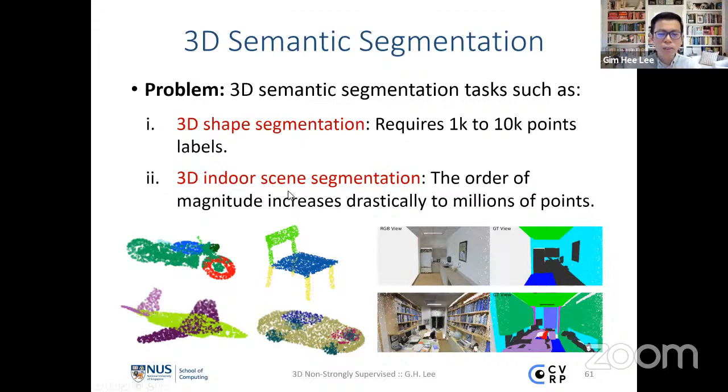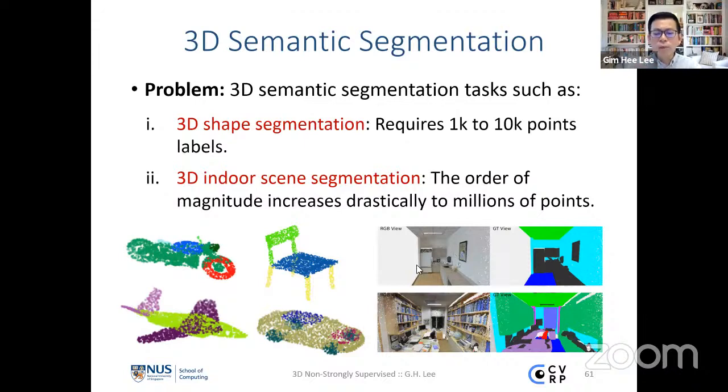The second subtask of 3D semantic segmentation is what we call 3D indoor scene segmentation. It could also be outdoor, but in this case we only tried it on indoor scenes. Here, what we are given is the 3D point cloud of the whole scene instead of an object, compared to the previous subtask. The next thing we want to do is to assign semantic labels to every input point, such that we know the semantic class of each point in the real scene.